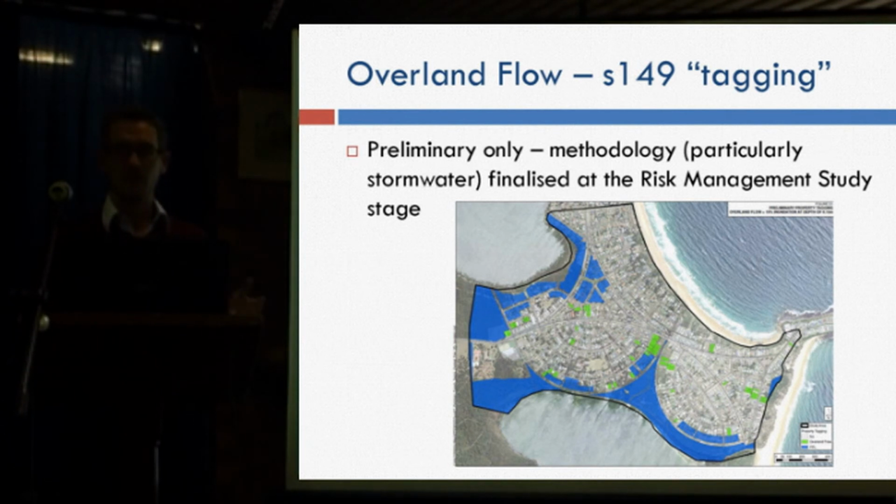This is not a finalised thing, but it's generally finalised at risk management study stage, the next phase of the process. And it depends on council's policy as to how that information is interpreted in the stormwater flooding areas.